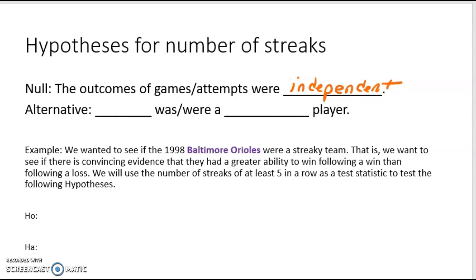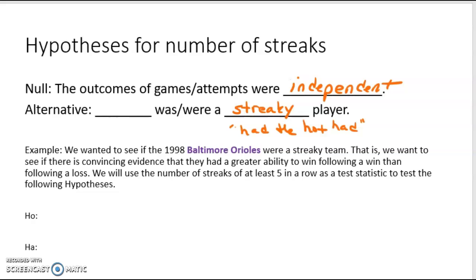And then for the alternative, you would put something like the team or the person was, and then you're going to put basically they were a streaky player. Sometimes you'll see people write they had the hot hand, so either one of those is fine here. In fact, I'll just put that in there. Had the hot hand, whoever that was. That means they were definitely streaky.